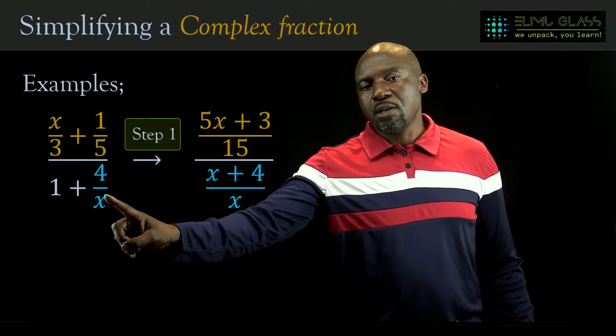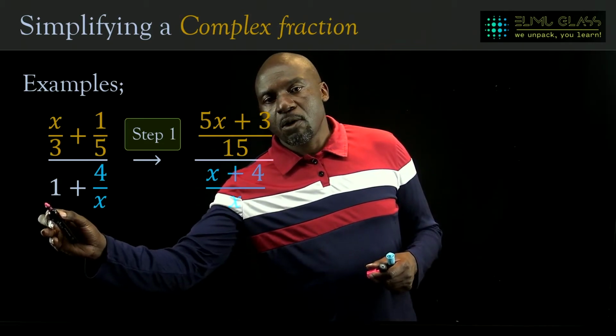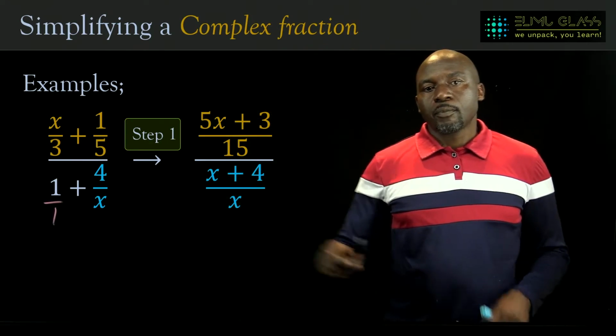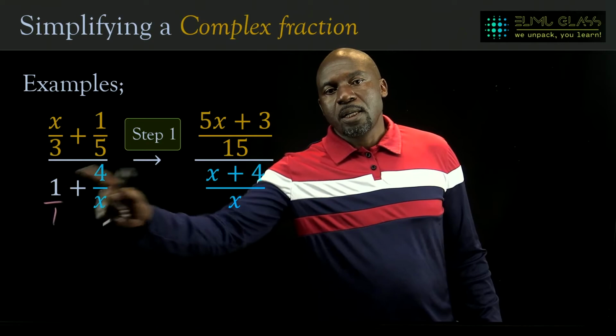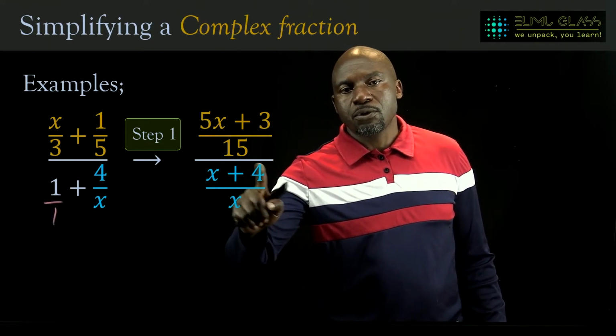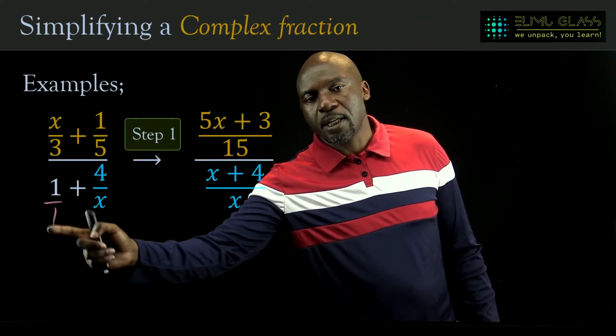We do the same with the denominator. Notice that 1 is basically 1 over 1 there. So if we have that, then x multiplied by 1 is x, and 1 multiplied by 4 is 4. So x plus 4 divided by the product of the denominators, which is just x.